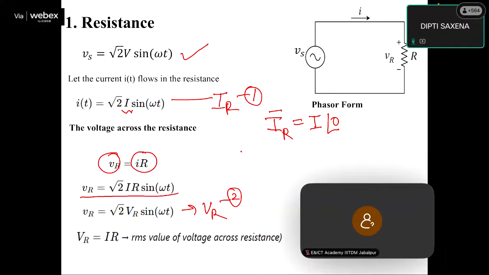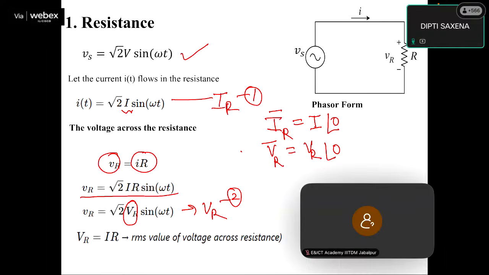Now look at equation number 2. In equation number 2, I want to write the phasor voltage across the resistance VR. For a phasor, I need a magnitude and I need an angle. So what is the magnitude? It is the RMS value of the voltage across the resistance, so it is VR. And what is the angle? It is sine omega t plus 0. So the angle is already 0.